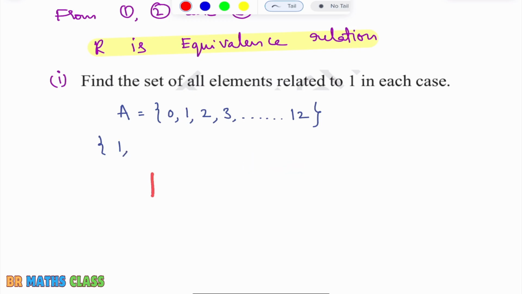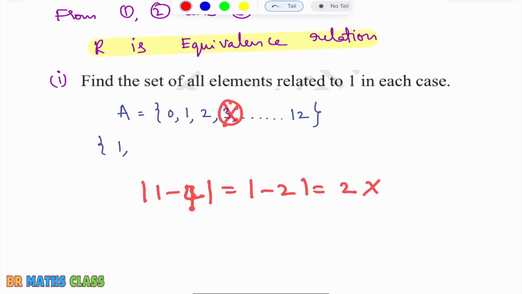Now modulus of 1, I am taking from here, minus, you take this number, 2. 1 minus 2 modulus is 1. Is 1 a multiple of 4? No. So we cannot take the element 2. Like that you need to check 1 minus 3. 1 minus 3 is modulus of minus 2, which is the same as 2. Is 2 a multiple of 4? No. 2 is not a multiple of 4. So we cannot take 3. Now you take 4. 1 minus 4 is minus 3, 3, which is not a multiple of 4.